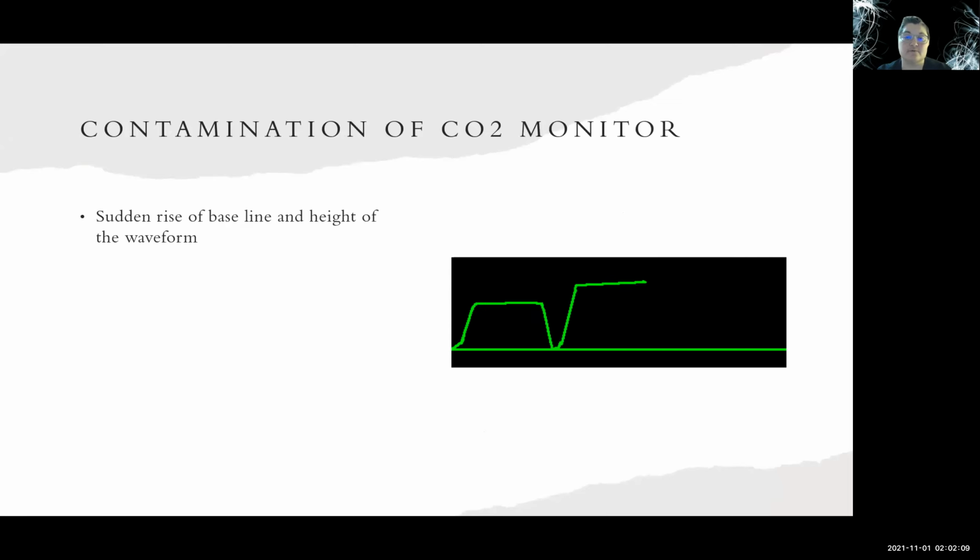For contamination of our monitor, ultimately, we're just going to see a sudden rise in both baseline and the height of the waveform. Everything else is pretty much going to stay regular and normal, but that baseline value where it sets at and the height of the actual waveform.